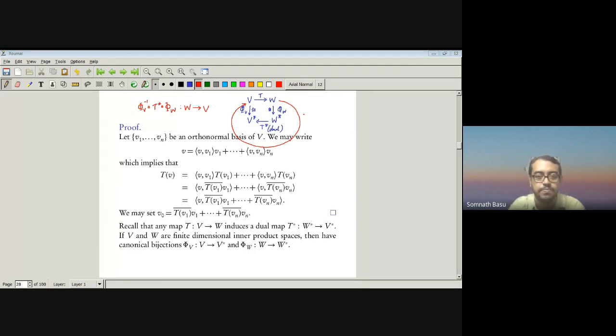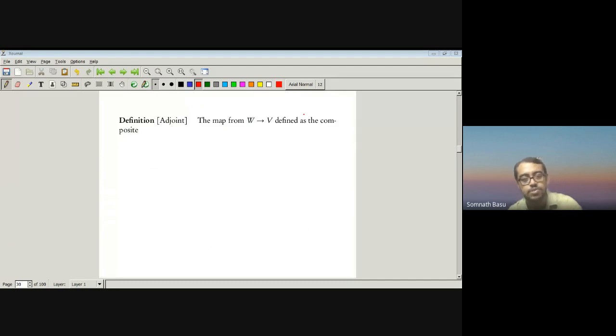Okay. Yeah. So let me set it up. Given this map T from V to W, you can define this map phi V inverse compose T star compose phi W. So this is the classical adjoint. Let me put a bold here. Okay. So the bold means this is the classical adjoint, the one we know. Okay. So let me just correct this.